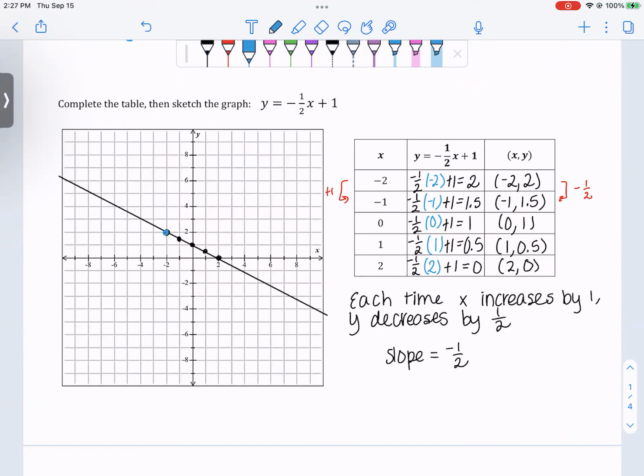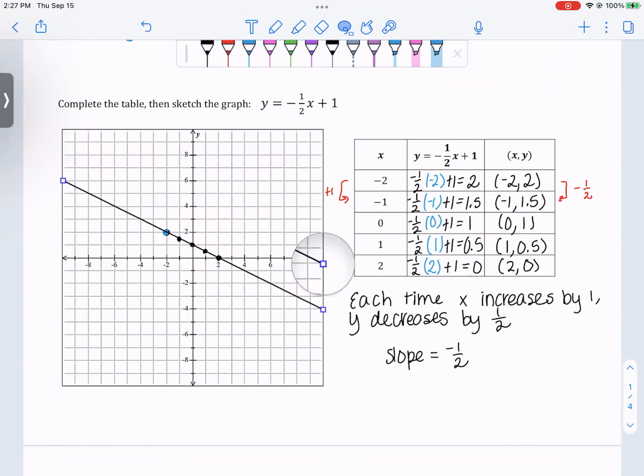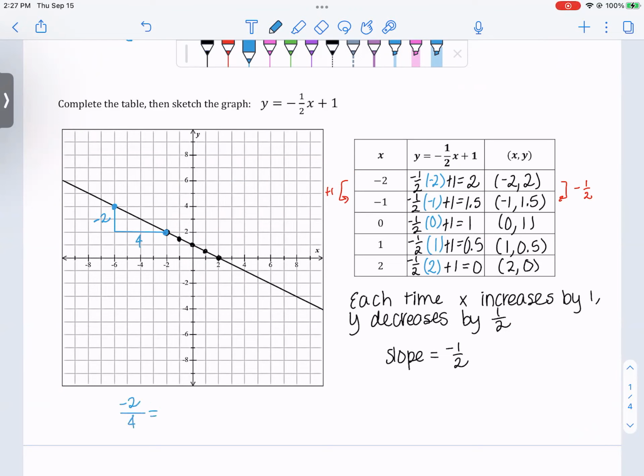Right? I can take, let's say, oh, it would help if this line was plotted more perfectly. Let's see. There we go. That's a little bit better. So here we went down 2 units and we went to the right 4 units. So our rise was -2, our run was 4. That simplifies down to -1/2.